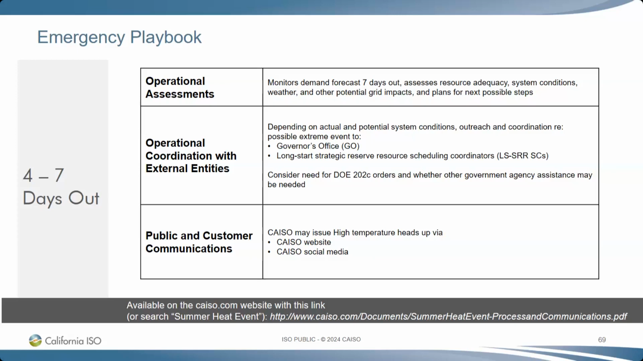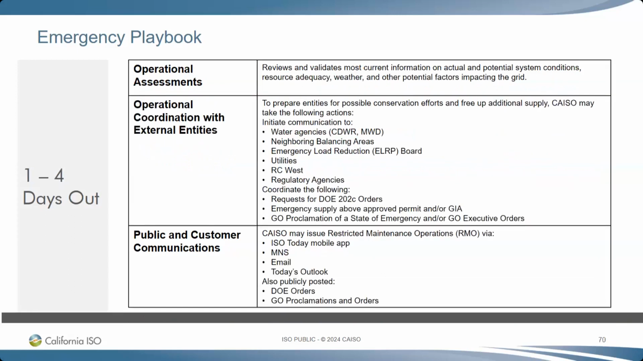We'll also start the public and customer communications. So we might have a high temperature heads up. We've got the website, social media that we're sending out. So that's where we're going to start with some public and customer communications. If we start to see that system conditions are looking rough, getting into summer, high heat coming maybe, and it's not looking good for the amount of resources we have available, we're going to start doing some outreach, getting people prepared.